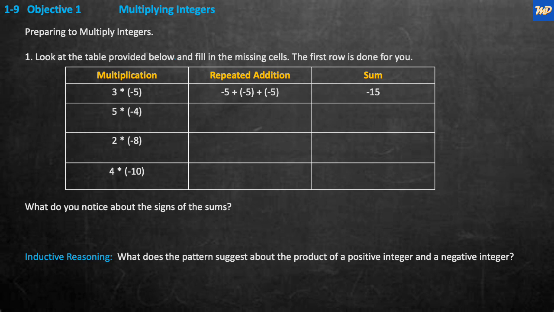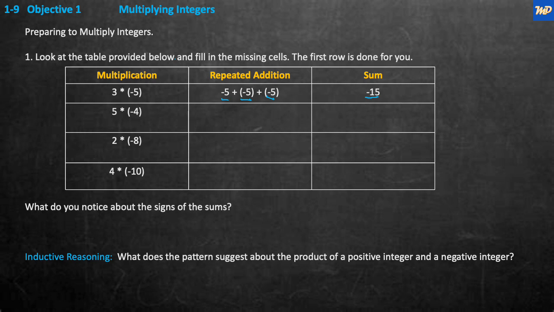And when we do that, we're going to do it as repeated addition. They want us to do it as repeated addition. So it's negative 5 plus a negative 5 plus a negative 5. So 3 negative 5s added together gives you negative 15. Okay, let's do the next one.